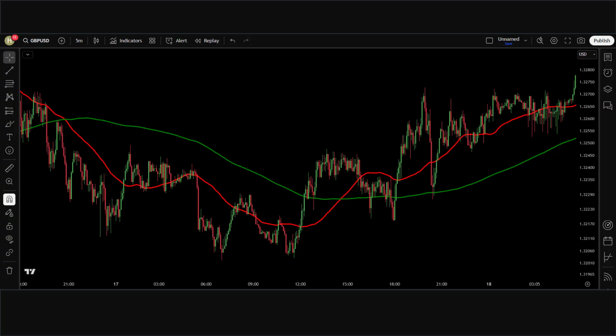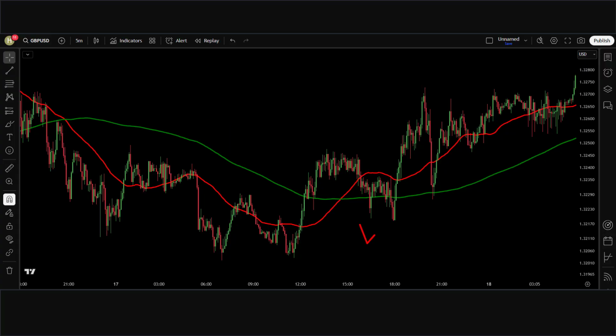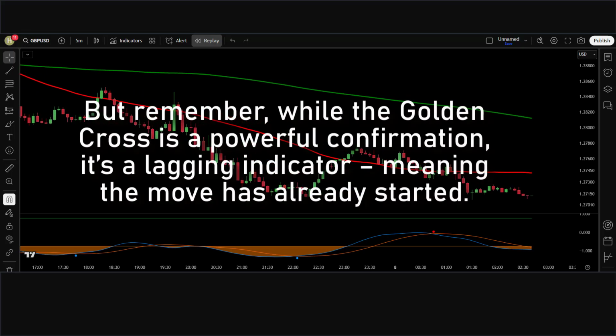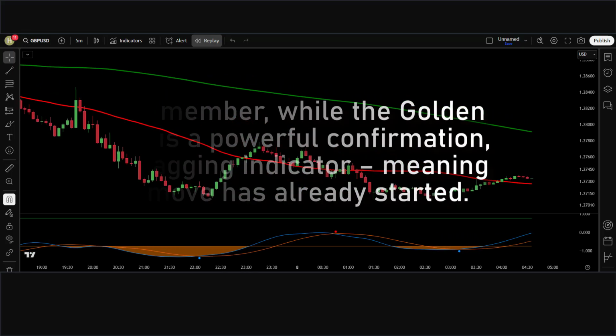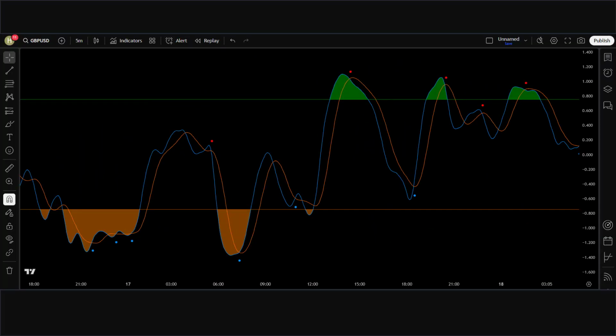The Golden Cross is a classic moving average signal. It happens when the 50-period moving average crosses above the 200-period moving average. This crossover is a strong bullish signal that suggests momentum is shifting to the upside. It's often used by swing traders and long-term investors to confirm a trend reversal. But remember, while the Golden Cross is a powerful confirmation, it's a lagging indicator, meaning the move has already started. That's why we combine it with a leading indicator, the WaveTrend Oscillator.